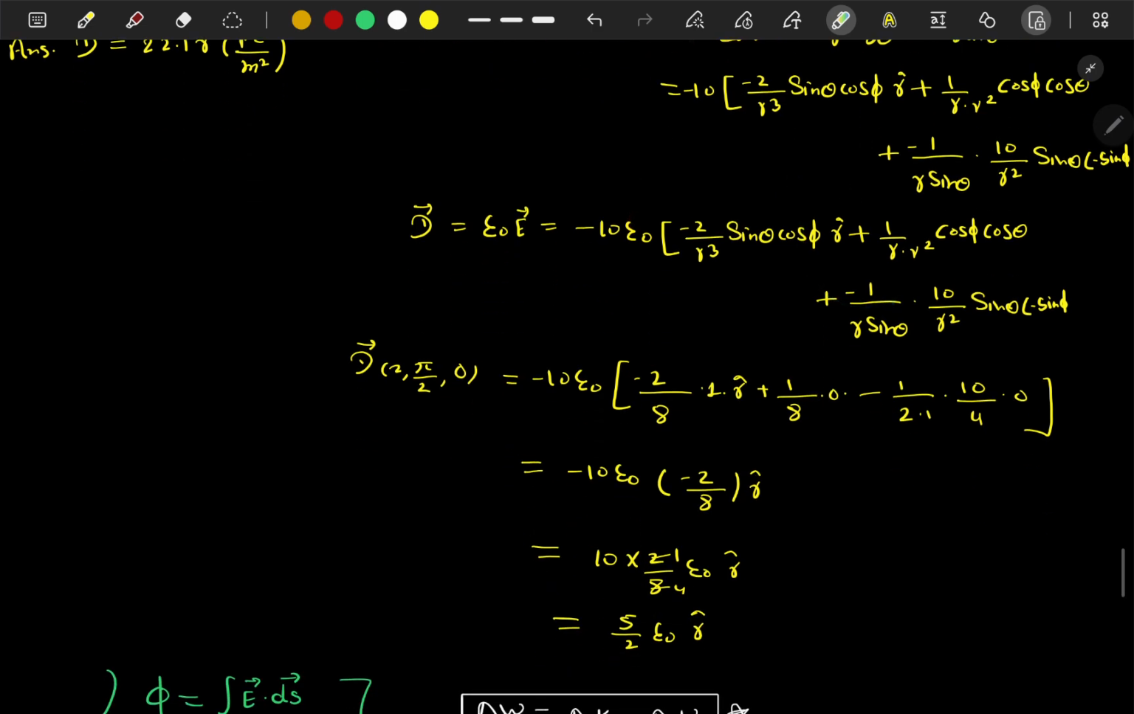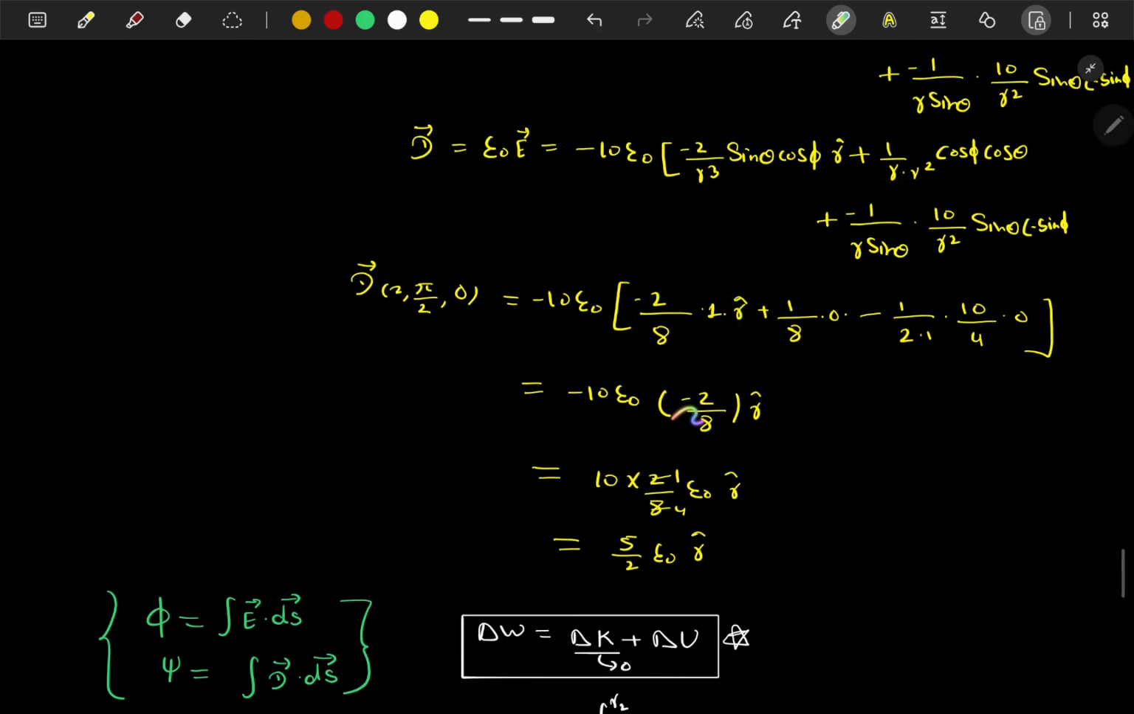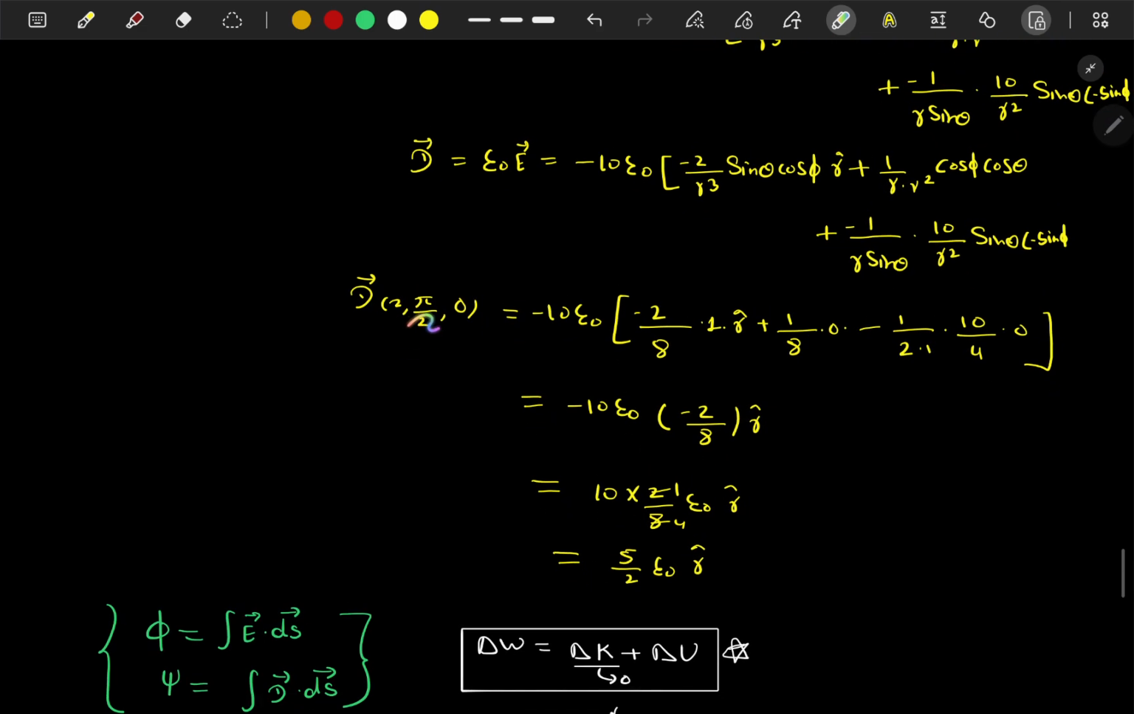Now D is at (2, π/2, 0). So r is 2, theta is π/2 and phi is 0. So you are left with minus 10 upon epsilon naught minus 2 by 8. Let's put here r is 2, so 8, sin 90 is 1, cos 0 is 1. Same here cos 90 is 0 and sin 90 is 1 and sin phi is sin 0. So only we are having the radial component, that is minus 2 by 8 r cap. Now solve it. So you are getting 5/2 epsilon naught r cap. What is this? D at (2, π/2, 0).